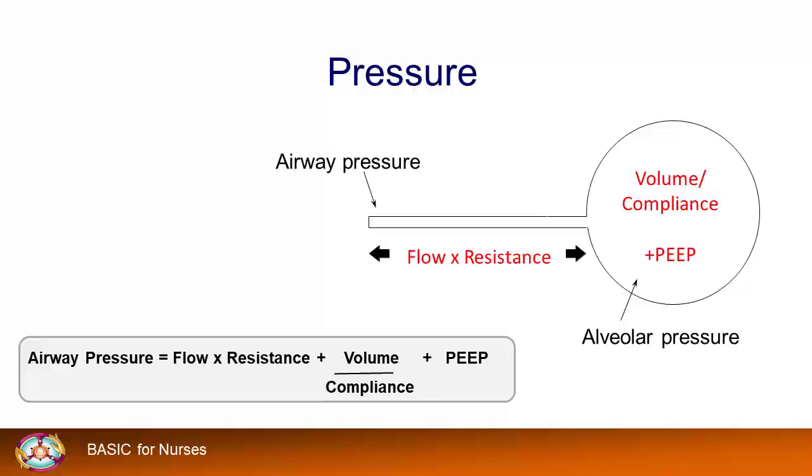At the alveolus, pressure is determined by the alveolar volume, how much space there is to fill, and the compliance of the alveolus, how resistant it is to stretching or expansion. We want to limit the alveolar pressure to make sure that we do not damage the lungs, burst the balloon.